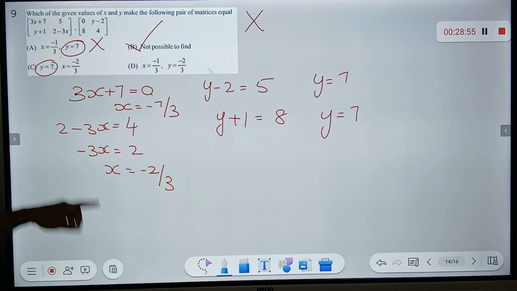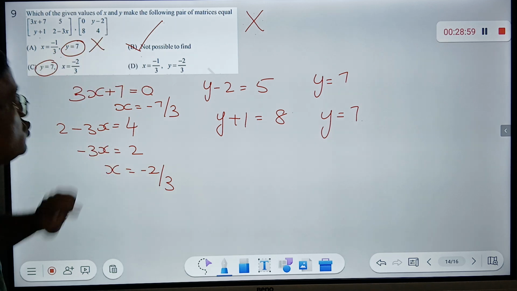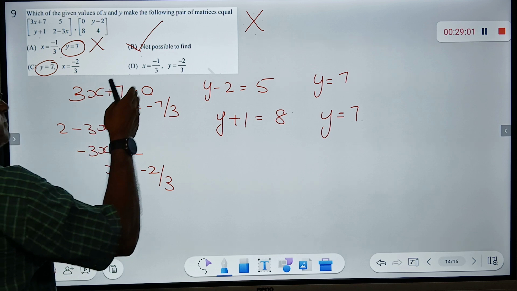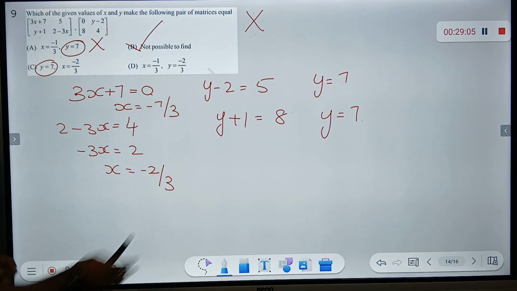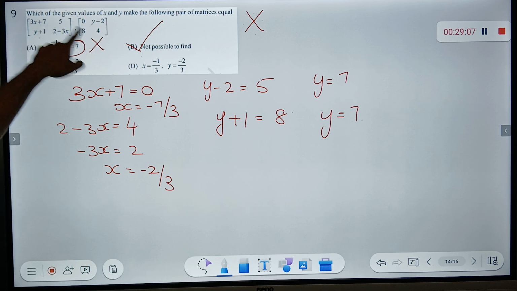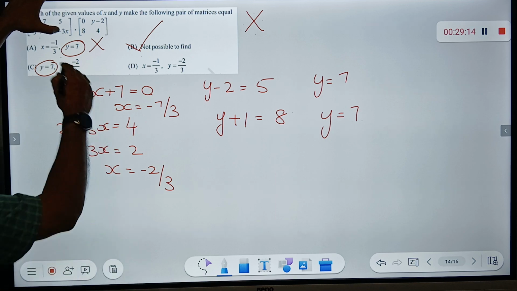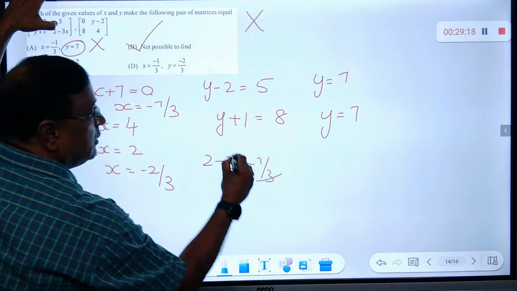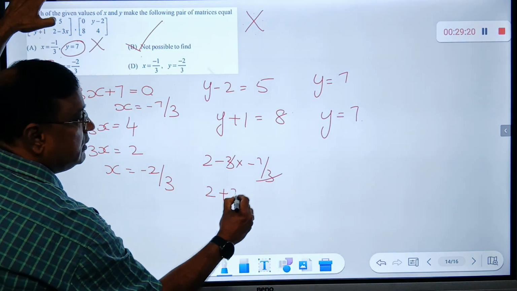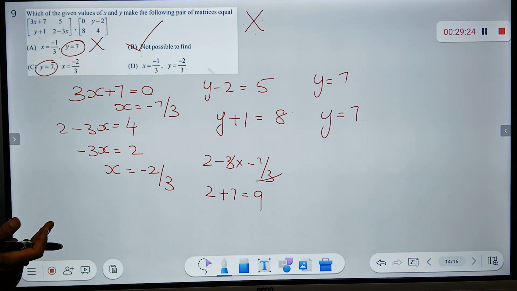Again, I am repeating. You have x is equal to minus 7 by 3. You have x is equal to minus 2 by 3. So if I take x is minus 7 by 3 and minus 2 by 3, the two matrices cannot be equal. If I put x is minus 7 by 3, you will get 0 here, but you will not get 8. See, 2 minus 3 into minus 7 by 3. See what happens. 2 plus 7, it is 9. But I want 8. So it is definitely not possible.